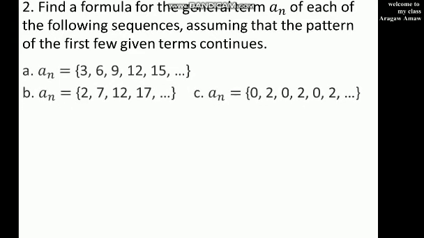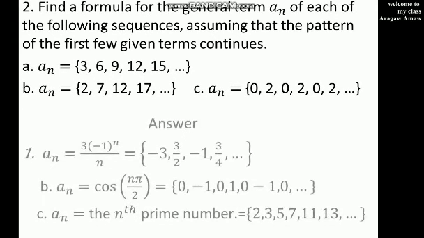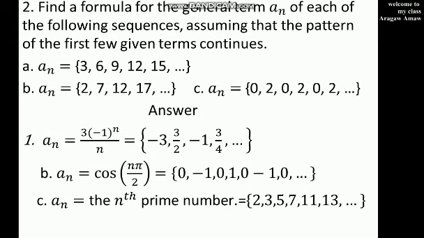Then the second question: find a formula for the general term a_n of each of the following sequences, assuming that the pattern of the first few given terms continues. Let's see the answers to the questions.